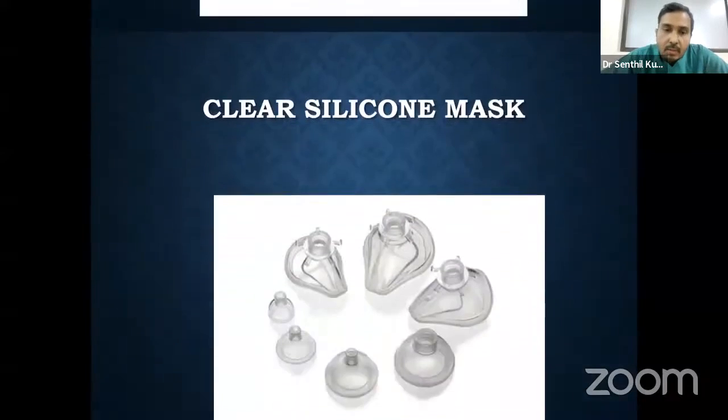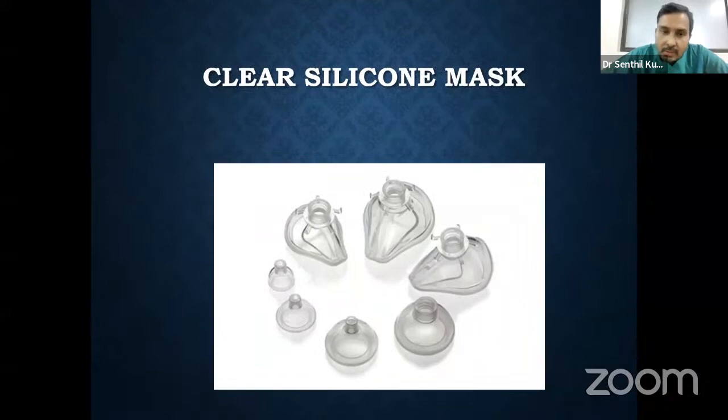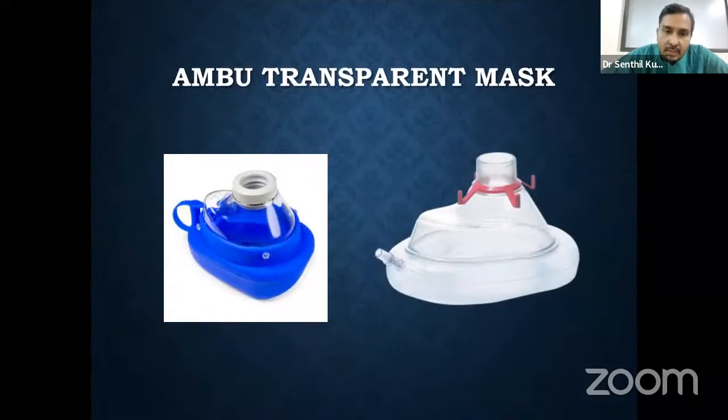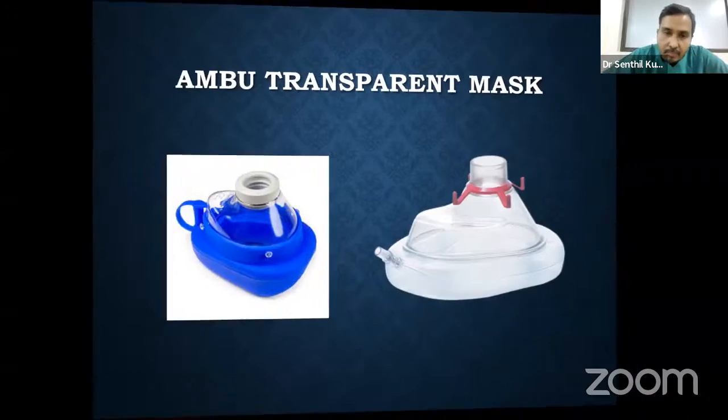These are the recently available commercial clear silicone masks, which have the advantage of better seal and transparency. When it is transparent, we will be able to identify regurgitation and we can do the manipulation as we want. Then there is another type of mask, the Ambu transparent mask, which has a combination of anatomical mask and seal, so that it is transparent and the dead space is less. At the same time, you can inflate or deflate it to achieve an adequate seal for the patient, so it is better than the previously mentioned anatomical and clear masks.